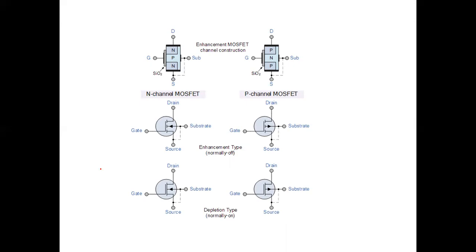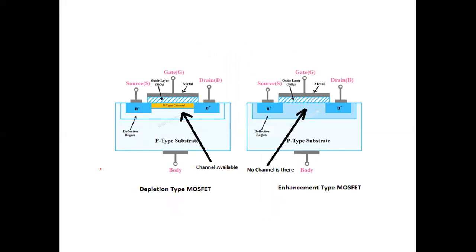So enhancement mode. What does enhancement mode mean? Normally it will be off. In depletion type, normally it will be in the on condition. This is the difference between these two. In the depletion type MOSFET, there is a small N-type channel connected between the input and output. In the enhancement type, there is no channel between the input and the output. So no channel means enhancement type MOSFET.